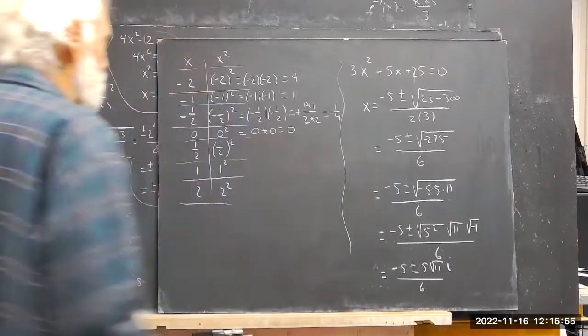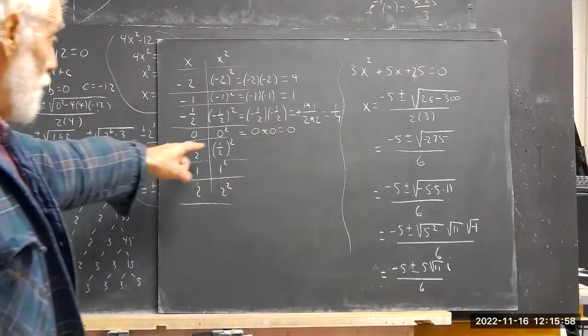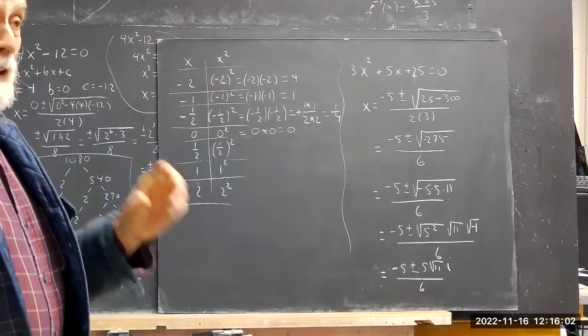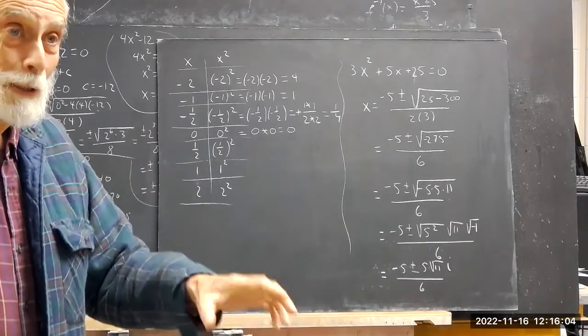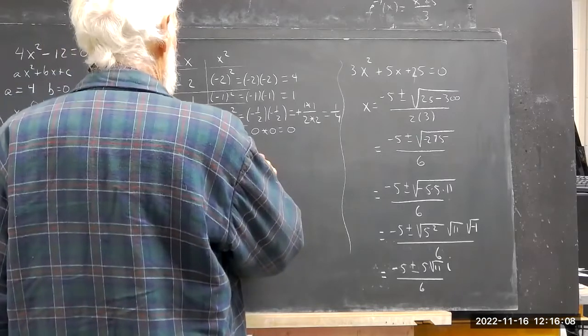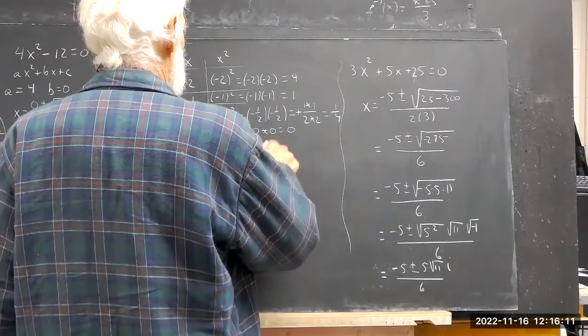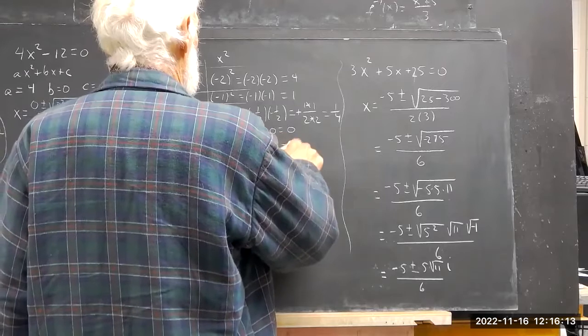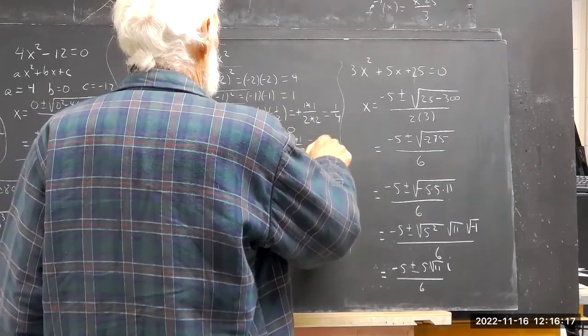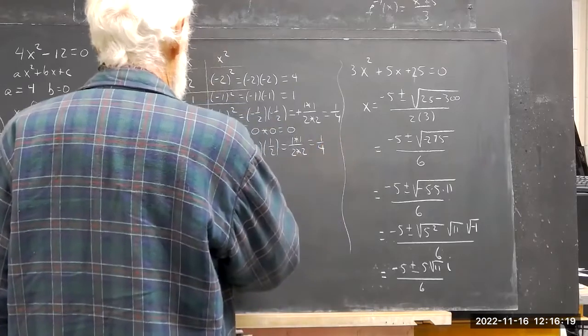Well, no surprise that 0 squared is 0, but write it out. It means 0 times 0, and that's 0. Make it so obvious that you can't make a mistake. Okay, now this is then 1/2 times 1/2, which is 1 times 1 over 2 times 2, which is 1/4.